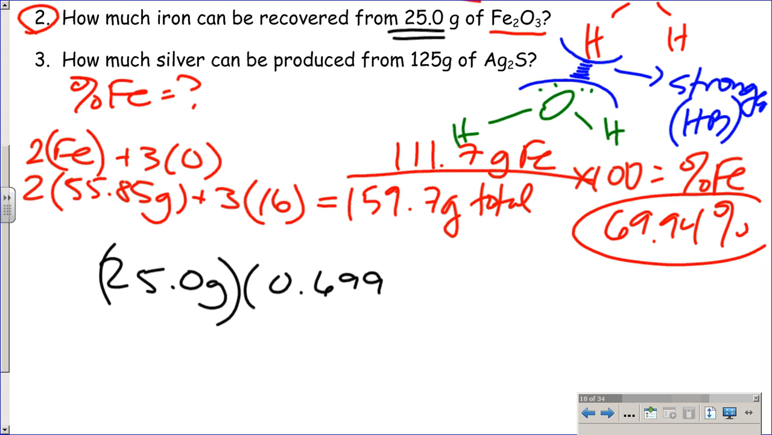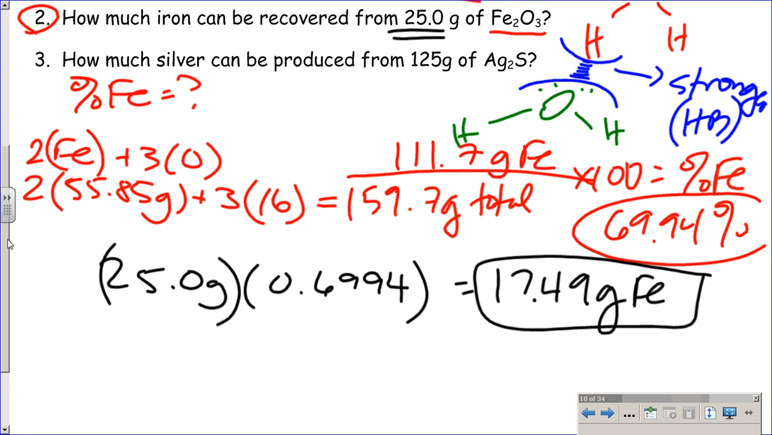Okay. We have to change our percentage to decimal form, right? Because you know that you can't have over 25 grams of the substance being iron because there's only 25 grams to work with. So 25 times your percentage to give you 17.49 grams of iron.